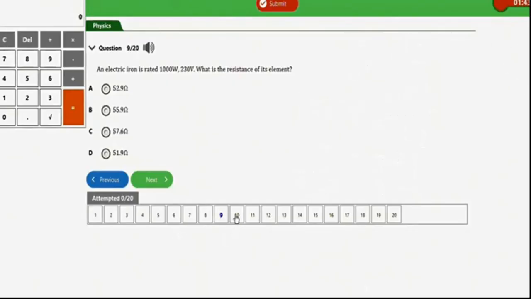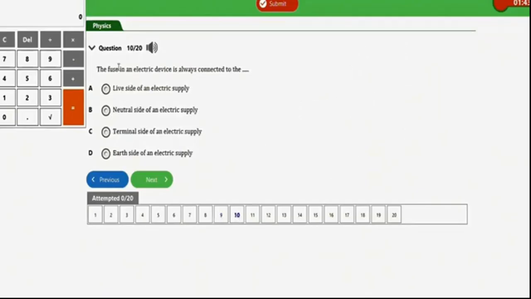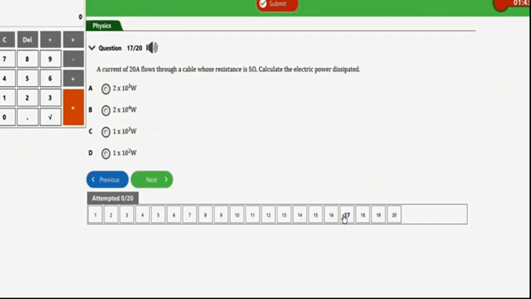The next repeated question will be this one. It says the fuse in an electric device is always connected to this. So this is a simple question. Live side of an electric supply. That's the correct answer, option A. Next repeated question will be this question. It says a current of 20 ampere flows through a cable whose resistance is 5 ohm. Calculate the electric power dissipated.